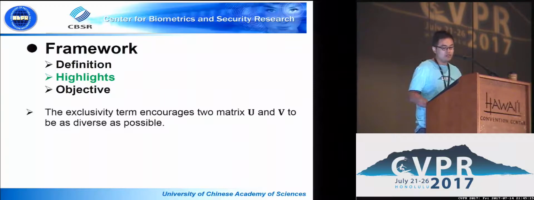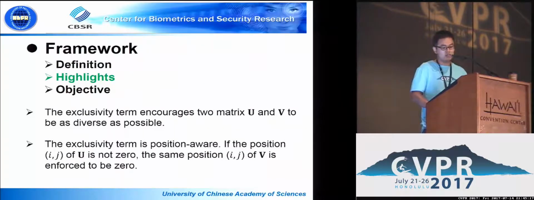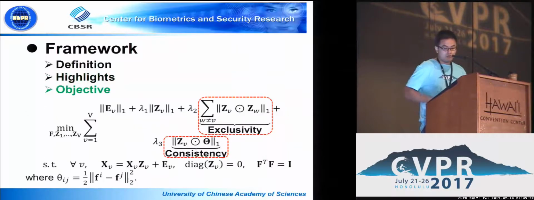The second one is that the exclusivity term is position-aware. If the position ij of U is not zero, the same position ij of V is enforced to be zero, thus it can avoid the scale issue. We use the relaxed exclusivity term, the L1 norm of JV Hadamard ZW, to explore the complementary information between different views, and a consistency term to unify the processing of subspace clustering, where theta is the common indicator.